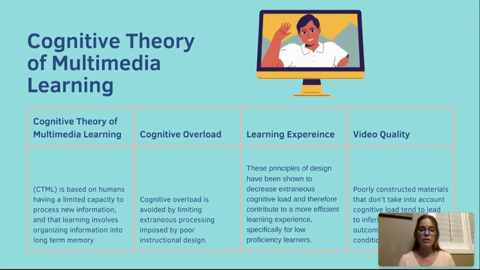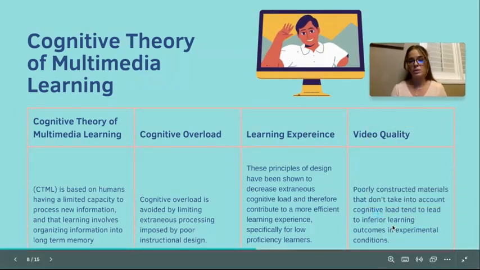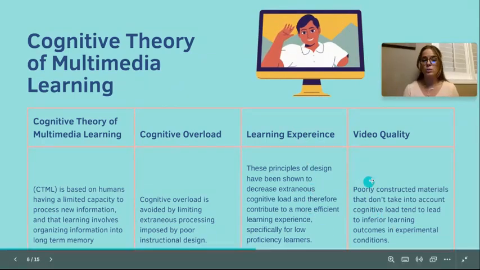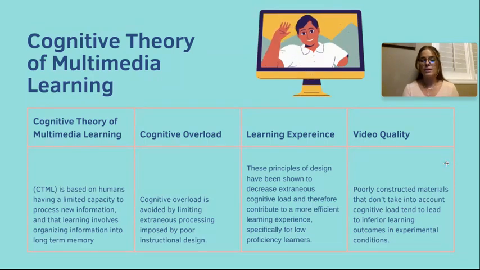These principles of design have been shown to decrease extraneous cognitive load and therefore contribute to a more efficient learning experience. And this is specifically for low proficiency learners. So that was very important to me, that it's going to help all students, but especially our students who usually wouldn't do as well. And then video quality. So poorly constructed materials that don't take into consideration the cognitive load are going to lead to inferior learning. So high quality videos lead to high quality learning, whereas low quality video will lead to low quality learning.